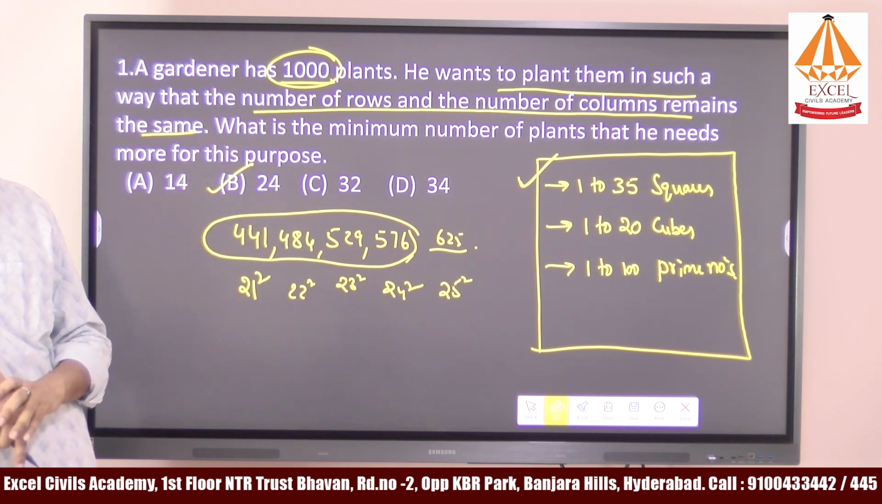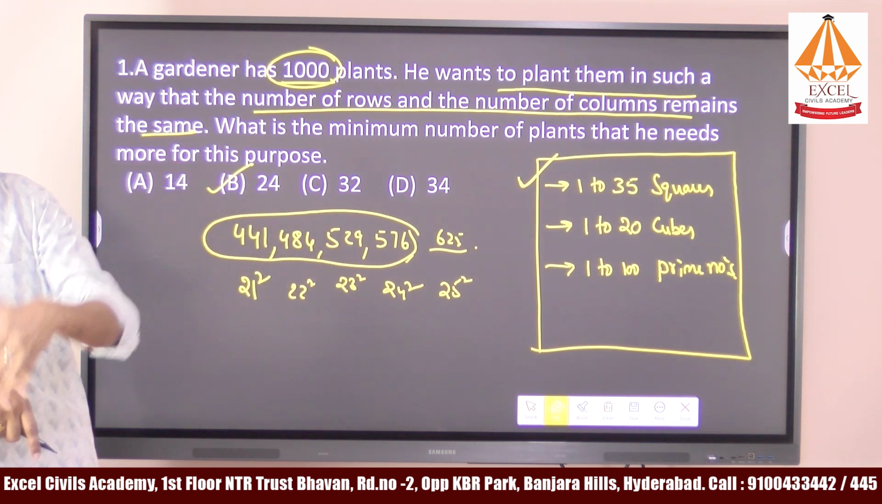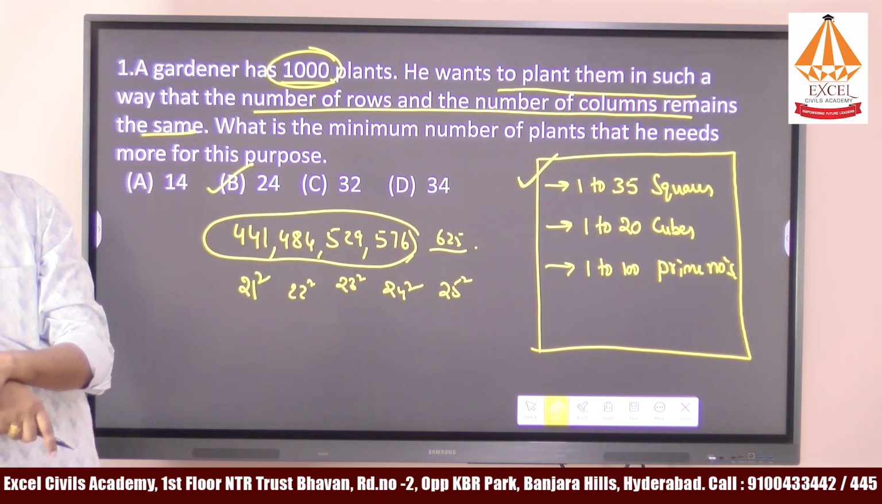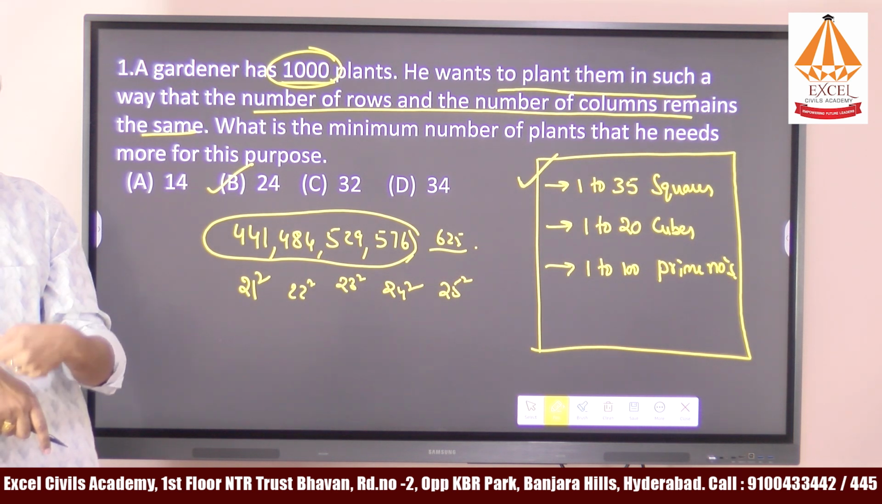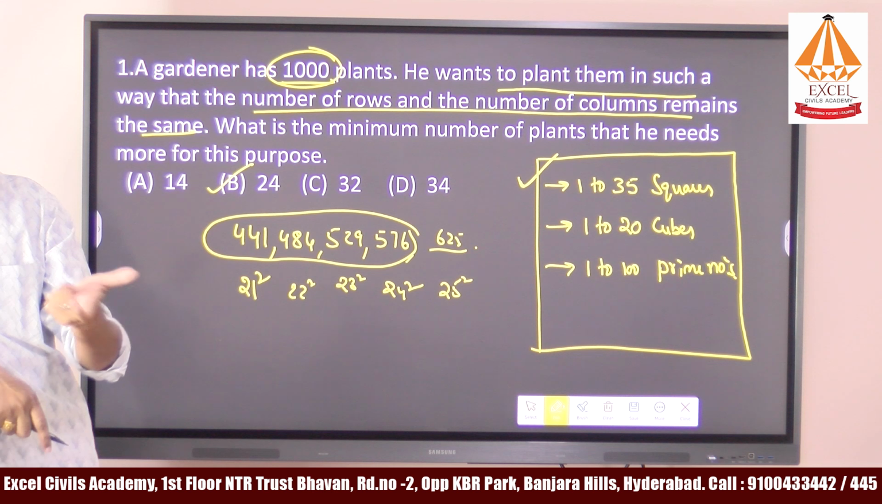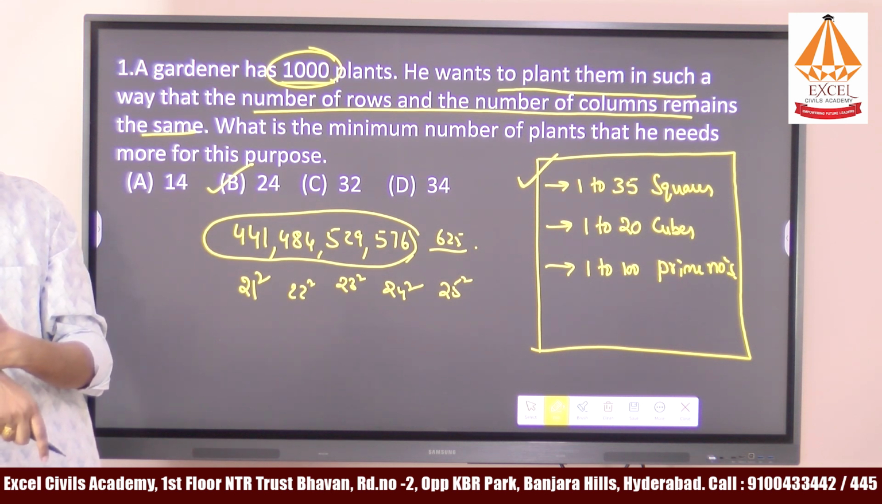Even for this problem, we understand the concept. To make the number of rows and number of columns the same, the final number should be a perfect square. We know that concept. But what we don't know is the square number. Which number is the square number? For 1000, what is the nearest square number? So how do you know that?